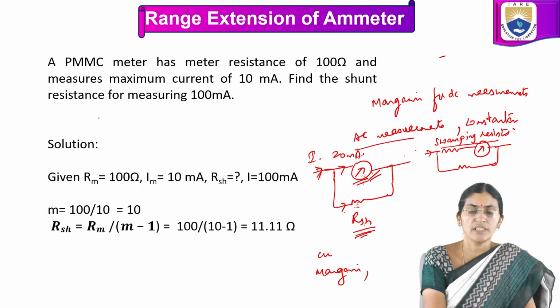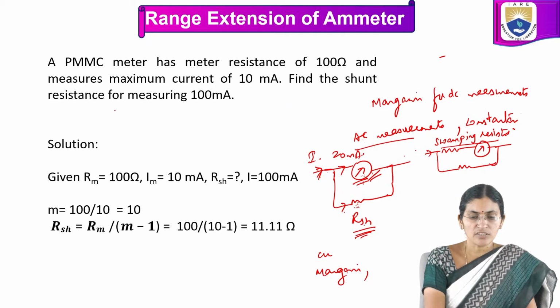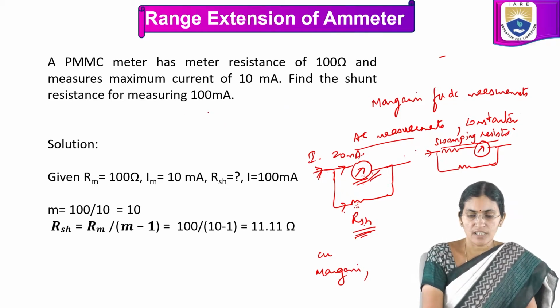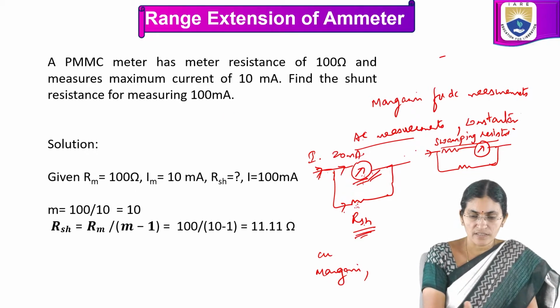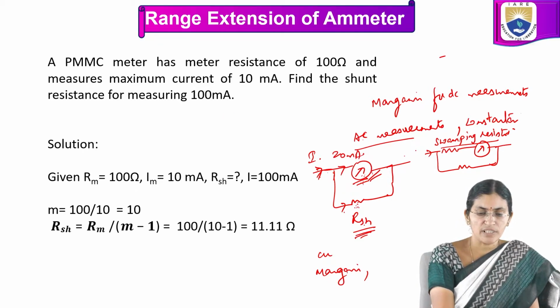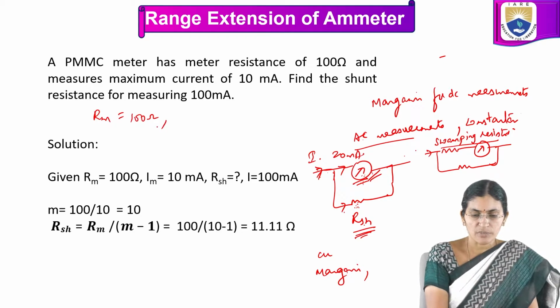A PMMC meter has a meter resistance of 100 ohms and measures a maximum current of 10 milliamperes. Find the shunt resistance for measuring 100 milliamperes. So the given data is meter resistance, that is Rm is equal to 100 ohms, and it measures a maximum current of 10 milliamperes, so Im is equal to 10 milliamperes. We need to find the shunt resistance RSH for measuring 100 milliamperes.